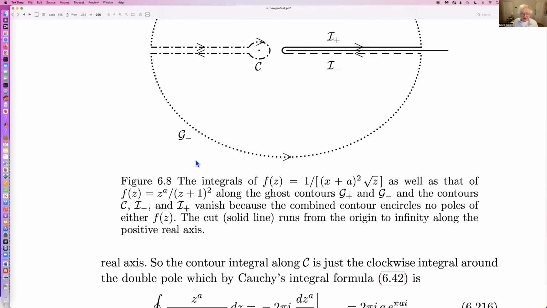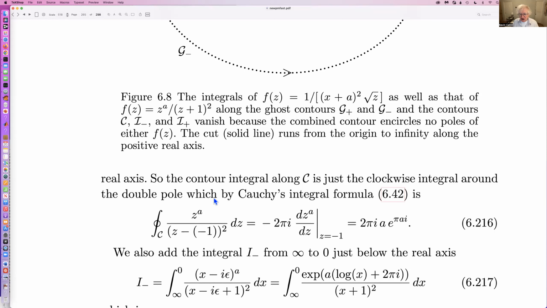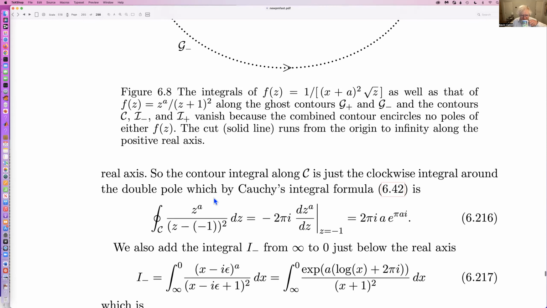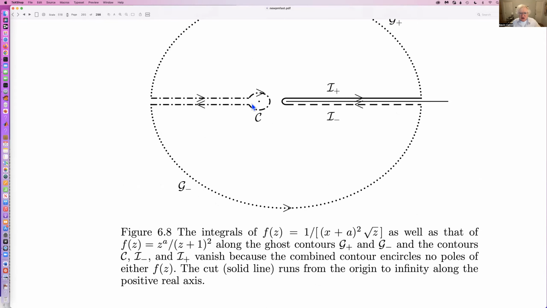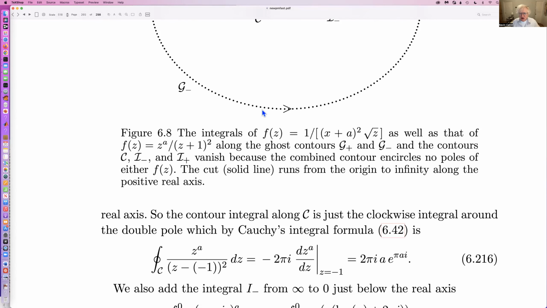Now, the contour C is just a counterclockwise integral around the double pole. So C is just this, but it's clockwise, so we have a minus sign. So it's minus 2 pi i times the derivative of z to the a with respect to z at z equal to minus 1. And that we can figure out, that's equal to that.